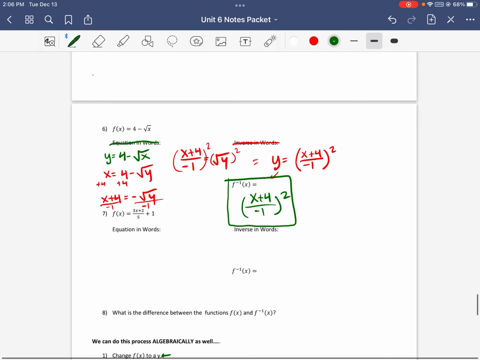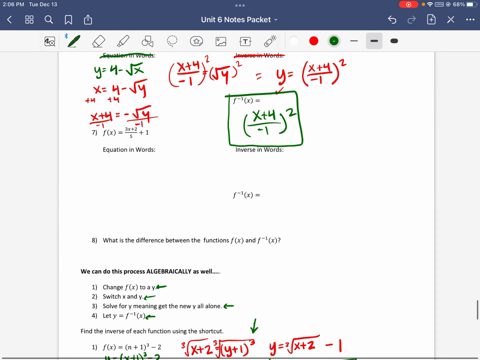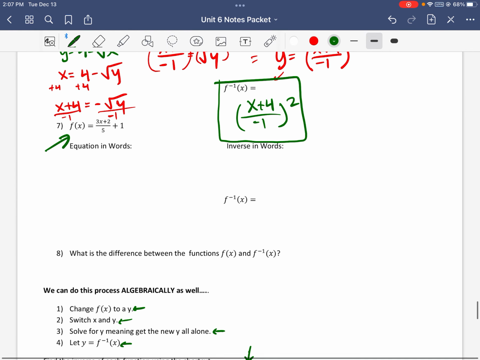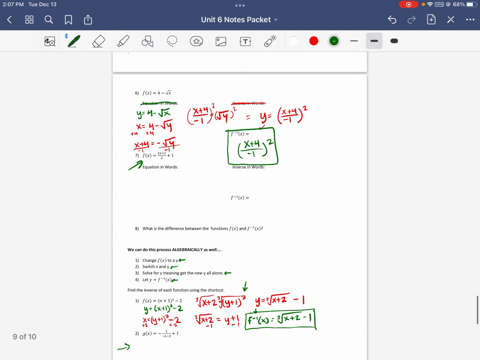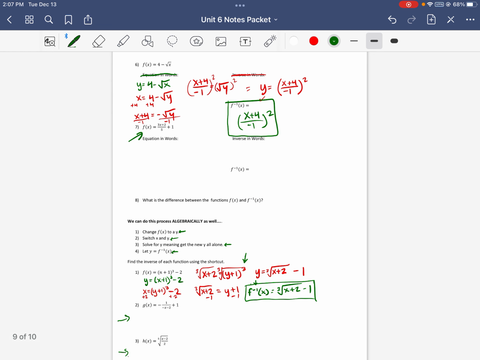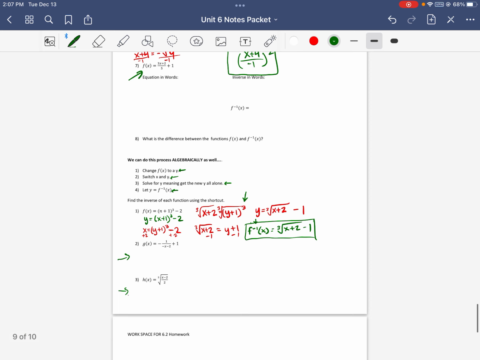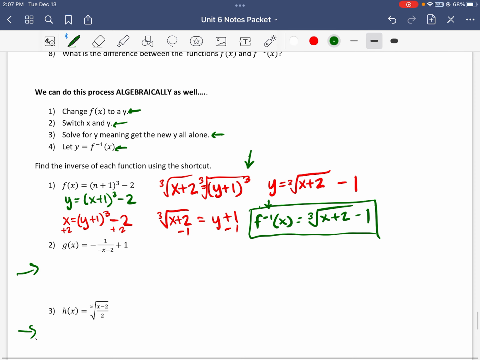Okay. All right, you have a couple more example problems to practice if you'd like. Got this one and these two down here. Feel free to solve them either way you'd like, whether it be writing your equation out in words, then inversing the words and writing your equation, or switching x and y and solving for y.